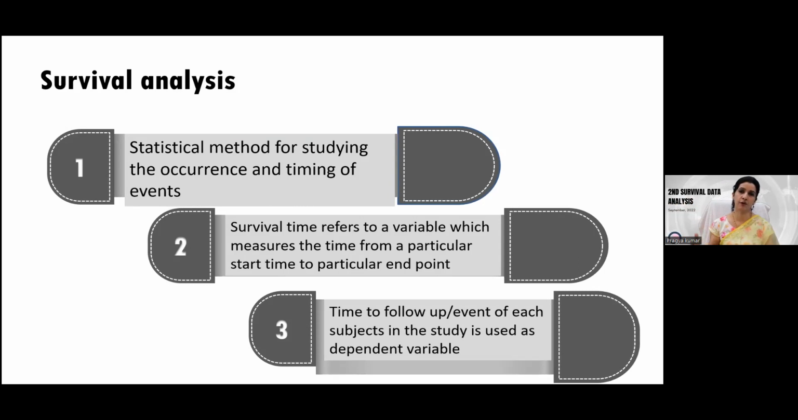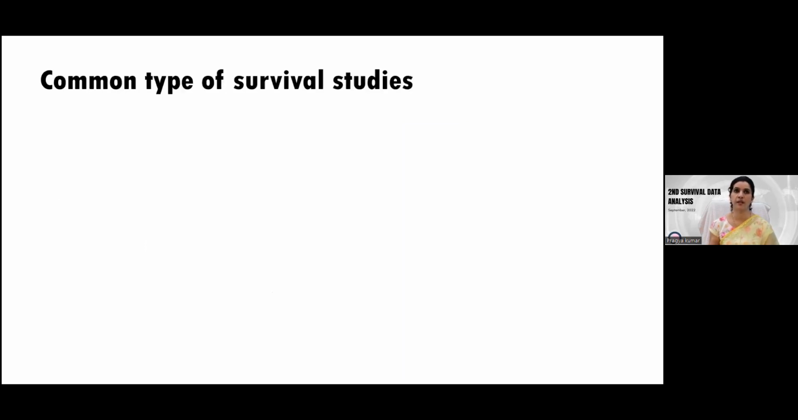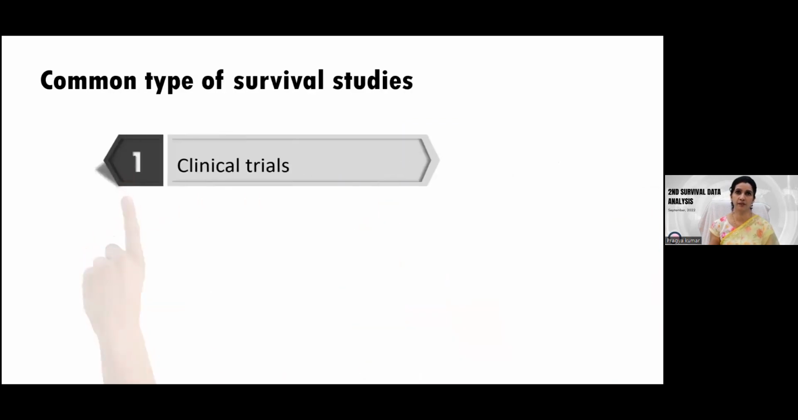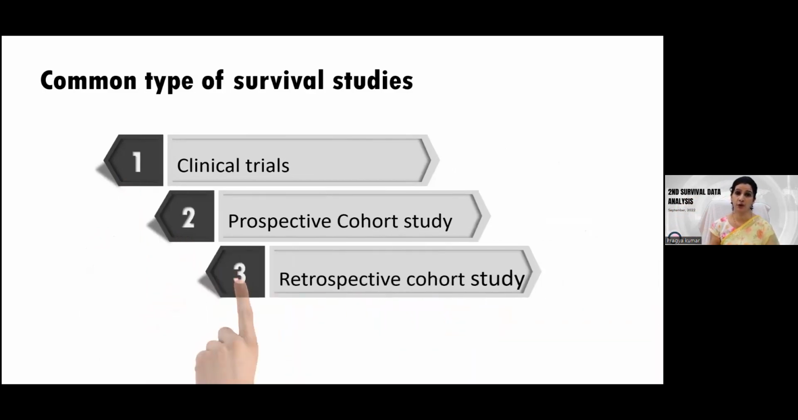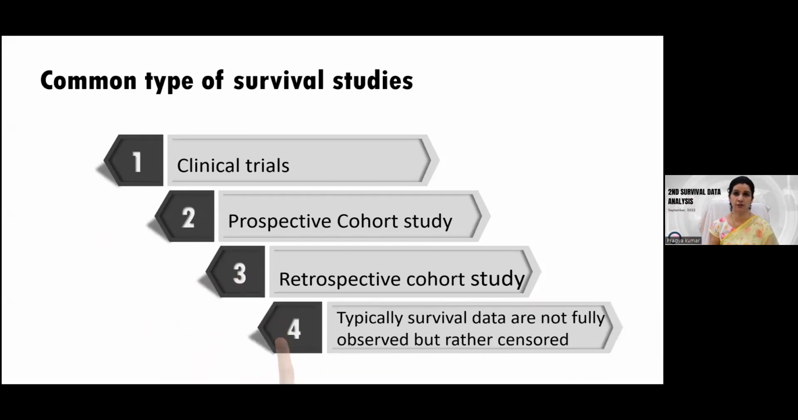And then the time of follow-up for such events, where we have recruited the subjects, is used as a dependent variable. So this is the time to follow-up or time to event. In case there is no event, then there is a loss, so that will be a time of censoring. There are some common types of survival studies. In these types of research methods, we usually perform survival analysis, like in a randomized control trial or clinical trial, a prospective cohort study, or a retrospective cohort study.